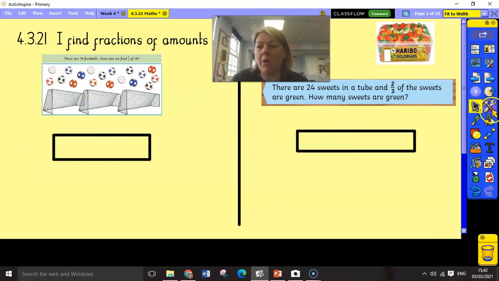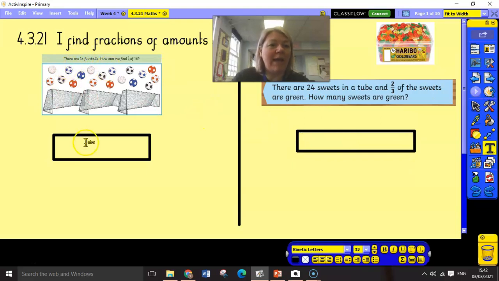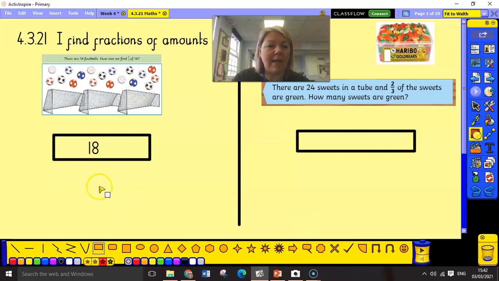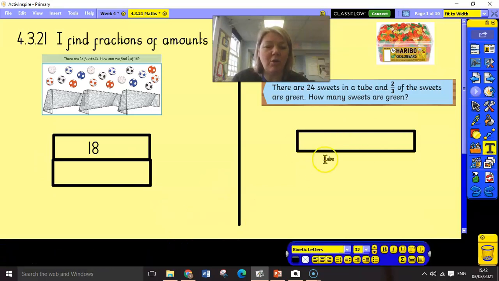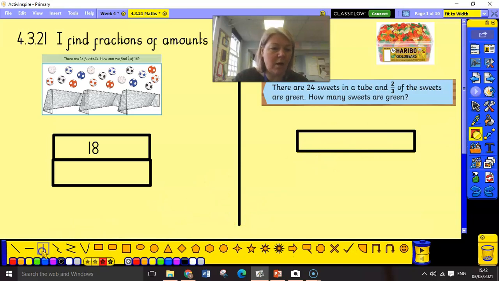So I'm going to start with this one over here. We have got 18 footballs. I know that 18 is the whole. I've got 18 to start with. That's my whole amount that I've got. And I've got to find 1/3 of them. I need to find 1/3. So by looking at the denominator in my fraction, I know that 1/3 is dividing the whole into 3 equal parts. My bar model isn't going to be equal, but don't worry about that. It's quite tricky to draw an equal bar model.